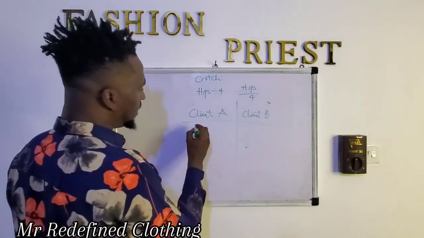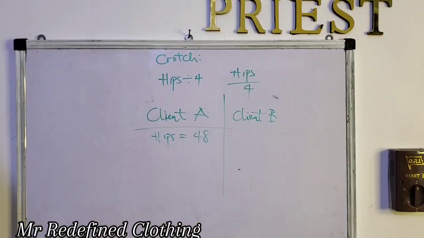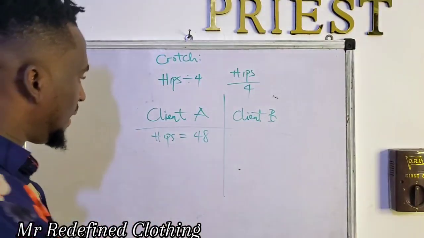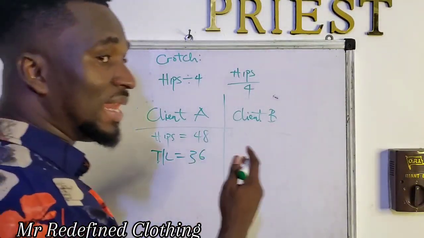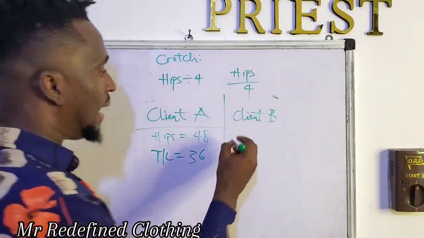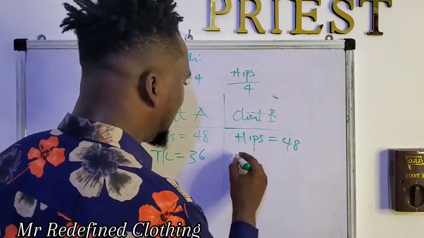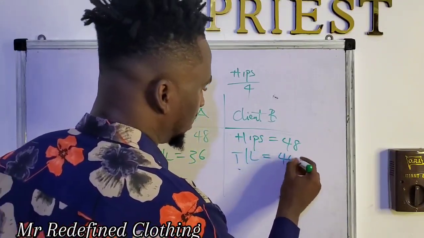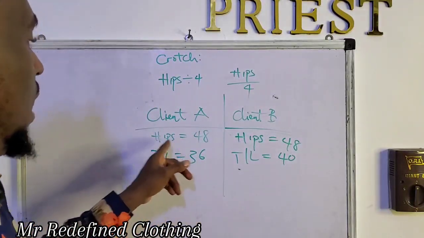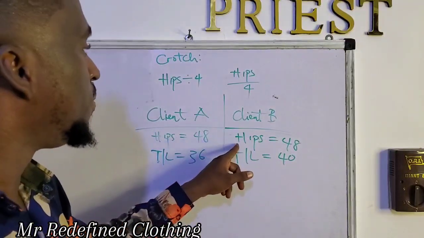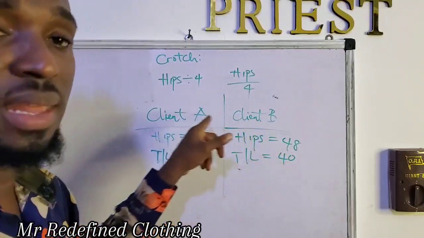Client A, his hips is 48, and then let's take the length of trouser to be 36, or anything less than 39 can work here. And let's take client B, his hips to be 48, but the length of trouser, let's take it to be 40, or 39 and above. Do you understand? This simply implies that even though both clients have the same hips, you're not going to use the same formula to get the crotch for both.